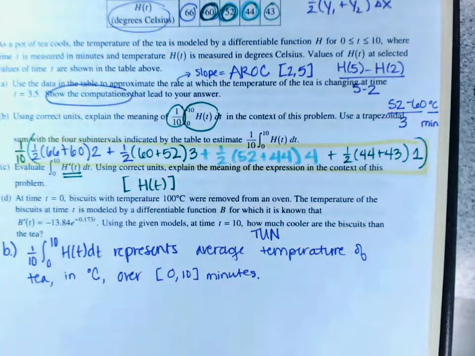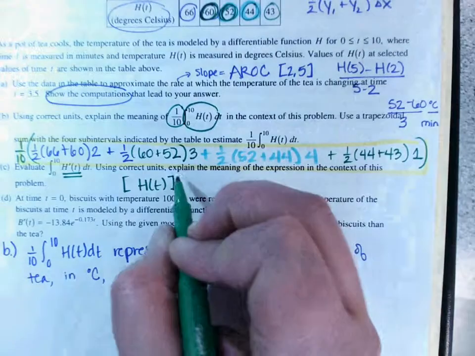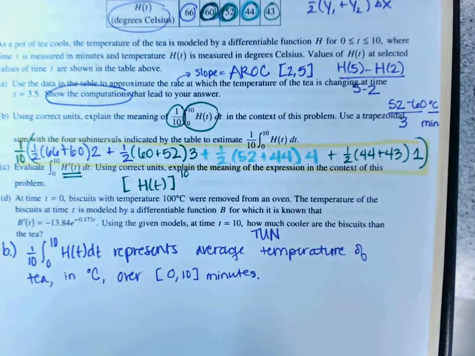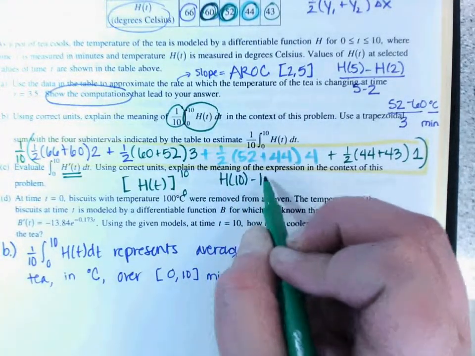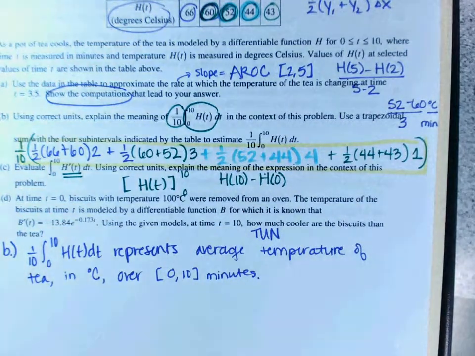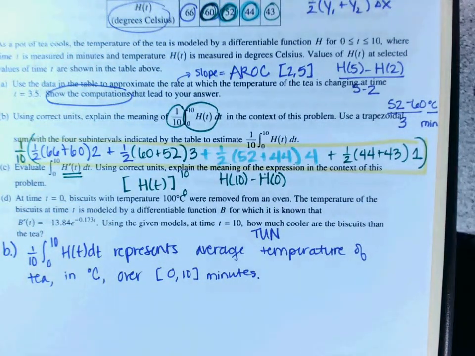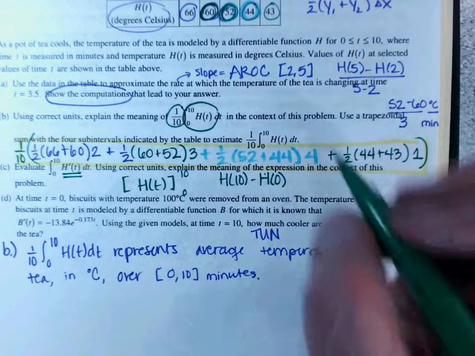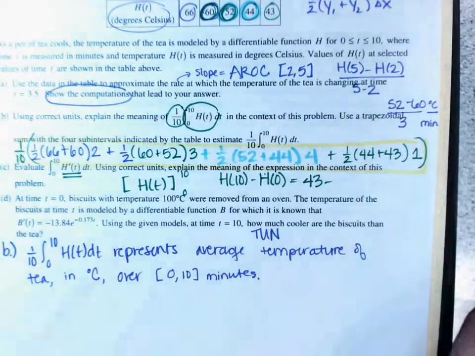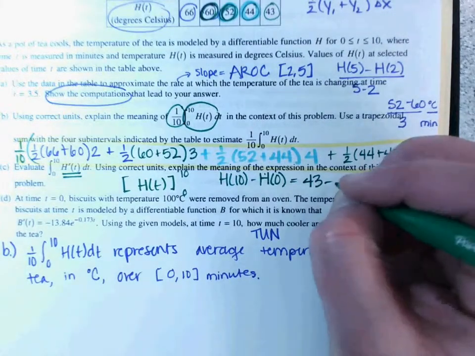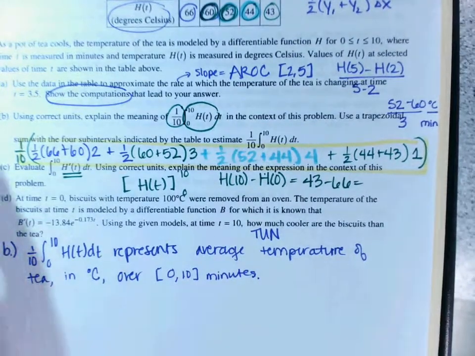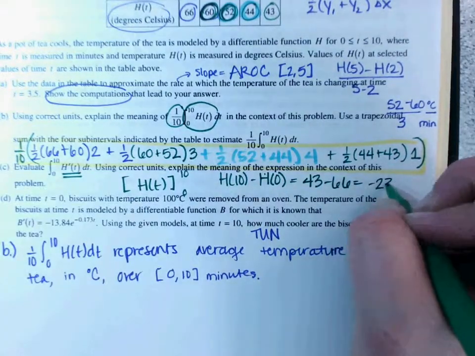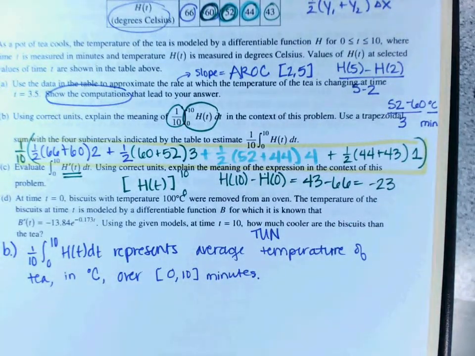And then what two values are we plugging in on top? Top we're plugging in 10. Bottom we're plugging in 0. So it'll be h of 10 minus h of 0. Then look at your chart. What's h of 10? 43 minus, what's h of 0? 66. And 43 minus 66, you could honestly just leave it like that if you want to. Okay, but it'll come out to be negative 23. What would that be measured in if I was plugging into h?